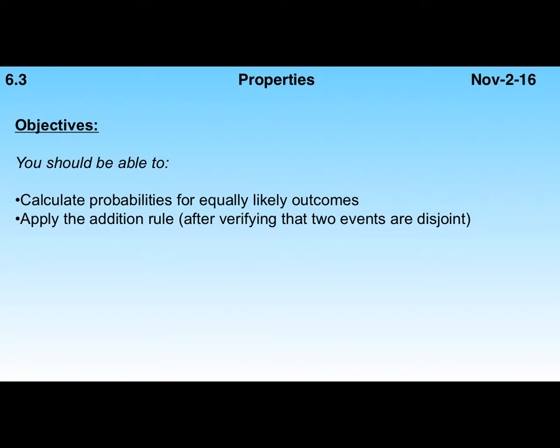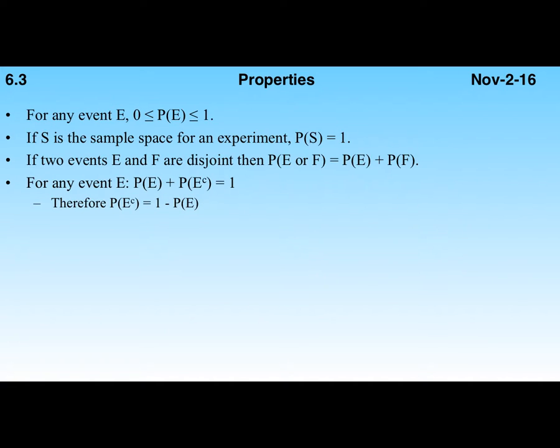Page 9. With section 3, this is where we're actually going to start calculating probabilities. We're going to calculate probabilities to begin with where all the outcomes are equally likely, so a classic approach to probability. And then we're going to talk about the addition rule. Here are 4 properties on page 9 that are really important.